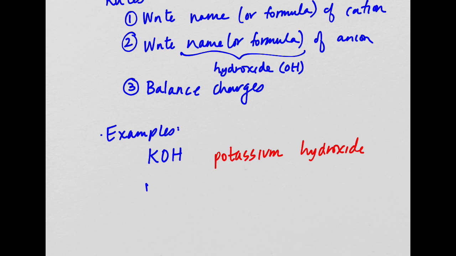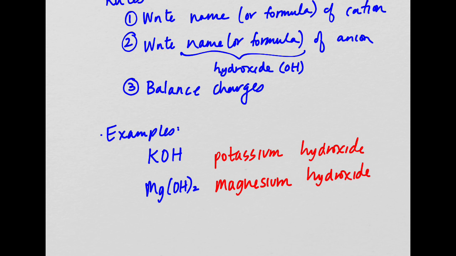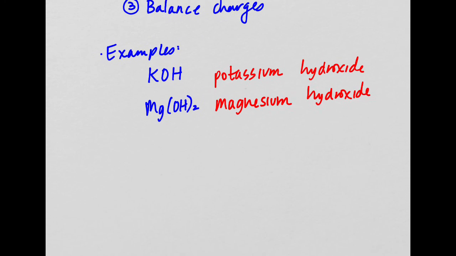Let's look at another one here. Let's look at Mg(OH)2. Again, we know this is a base because OH, hydroxide. So we have magnesium as our cation and hydroxide. Right, so that's pretty straightforward.